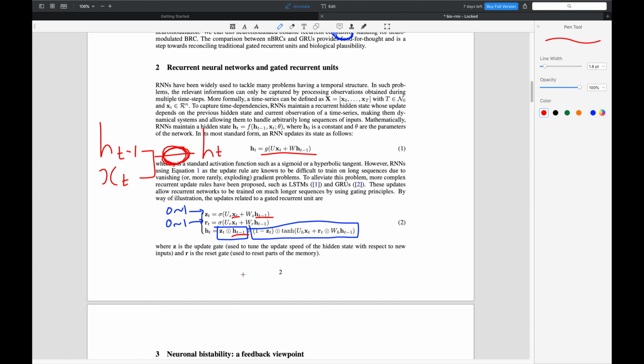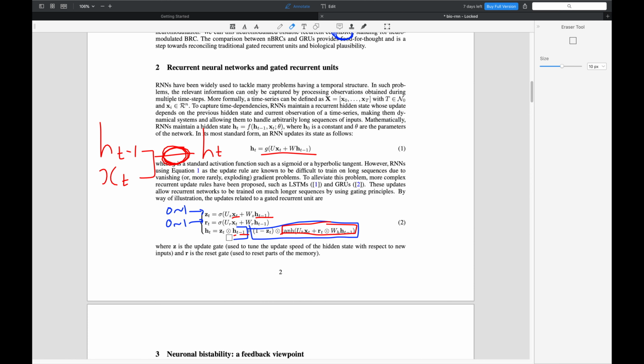First, ht minus 1. And second, this new equation, which is similar to the traditional RNN equation. So what this basically says is that zt is a switch that determines how much of the previous hidden state we want to retain and how much of the newly calculated hidden state we want to insert. So zt is combining the previous hidden state and the new hidden state, calculated through this equation, and acting as a gate that makes the network forget certain things or remember certain things.